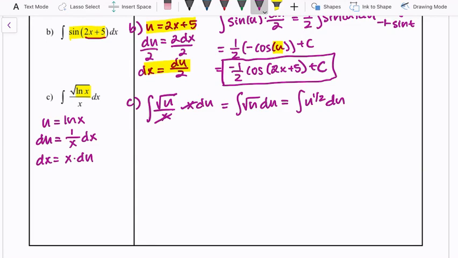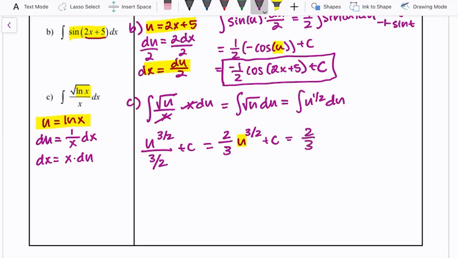I'm only in terms of u, so anti-deriving, I know I'm going to add 1 to the exponent, so that'll be u to the 3/2. And I need to divide by that new exponent. Then we're going to add c. So cleaning this up a little bit, that's going to be 2/3 u to the 3/2 plus c. And now I'm going to remake that u substitution. So here we go. So this is equal to 2/3 times the natural log of x to the 3/2 power plus c.